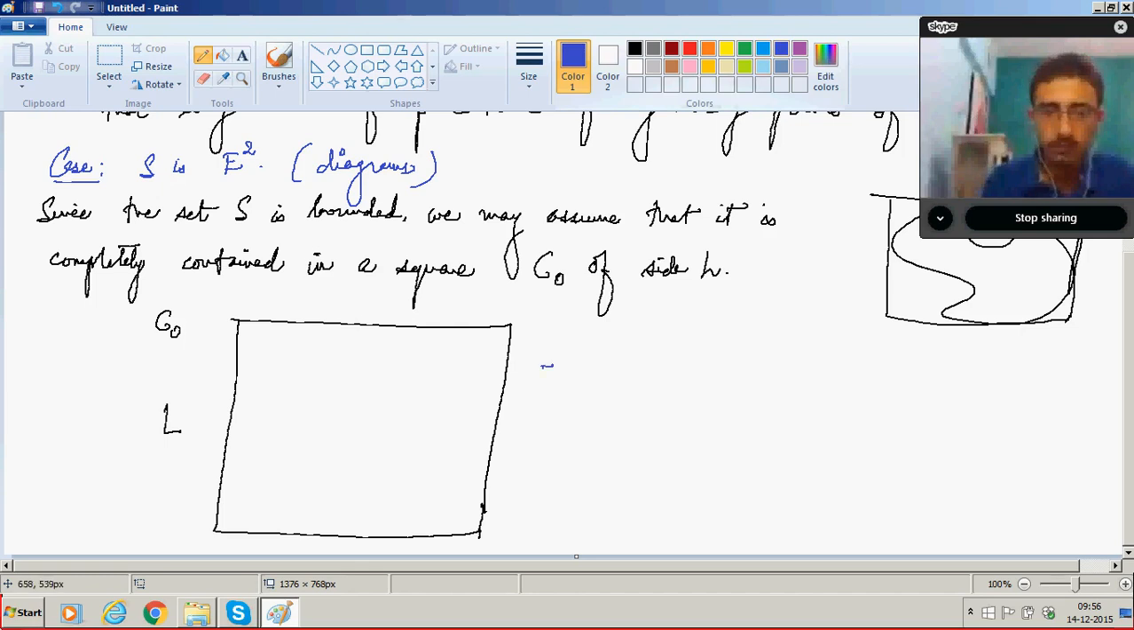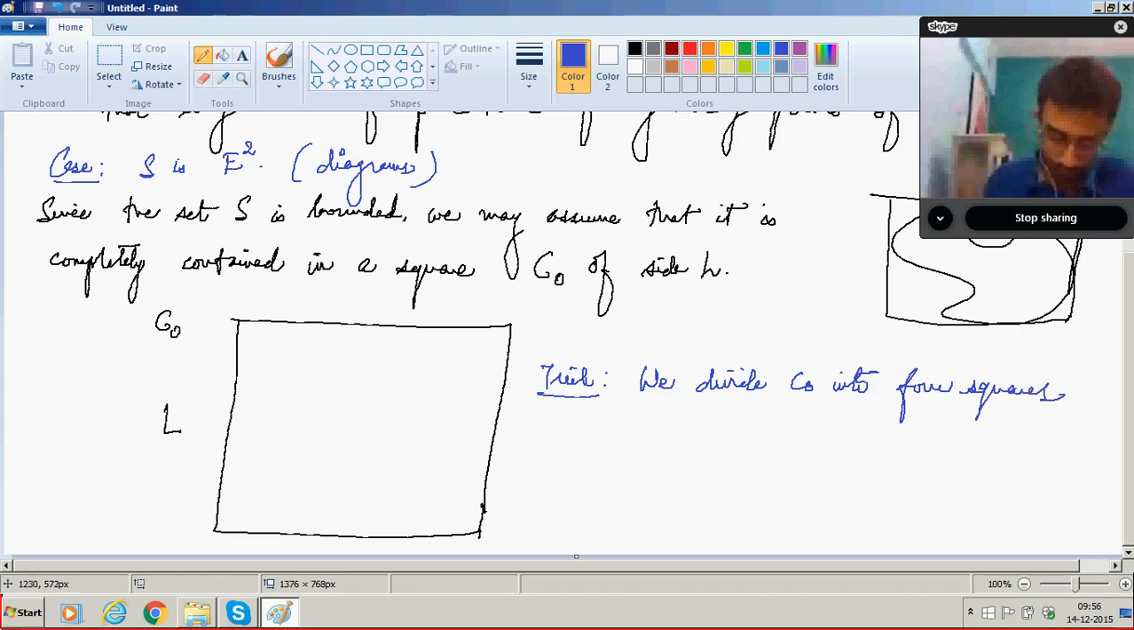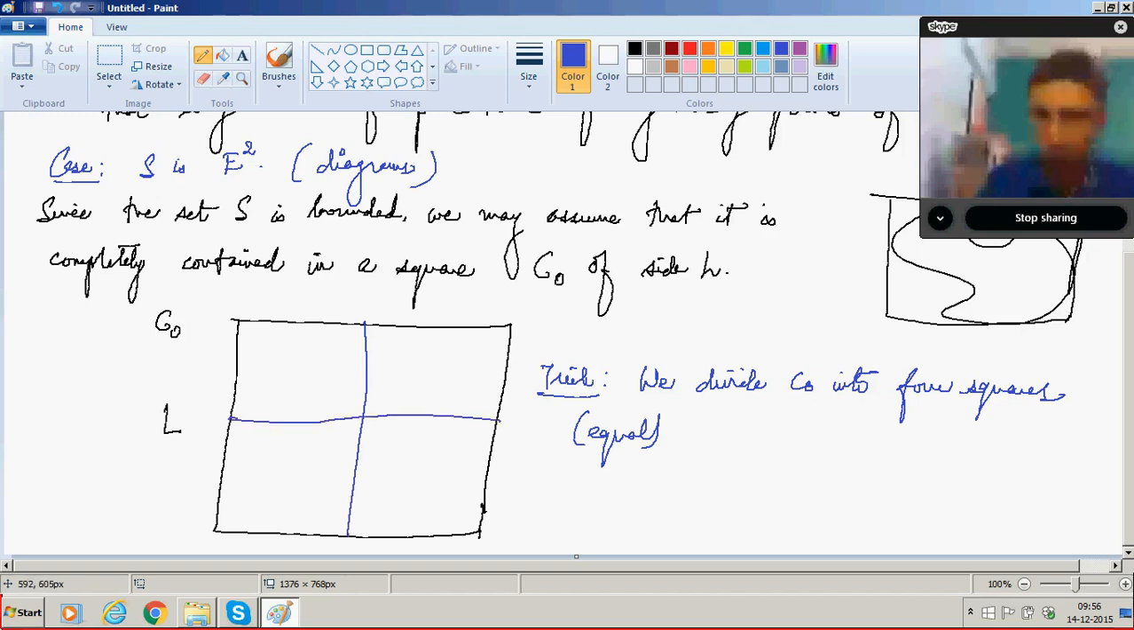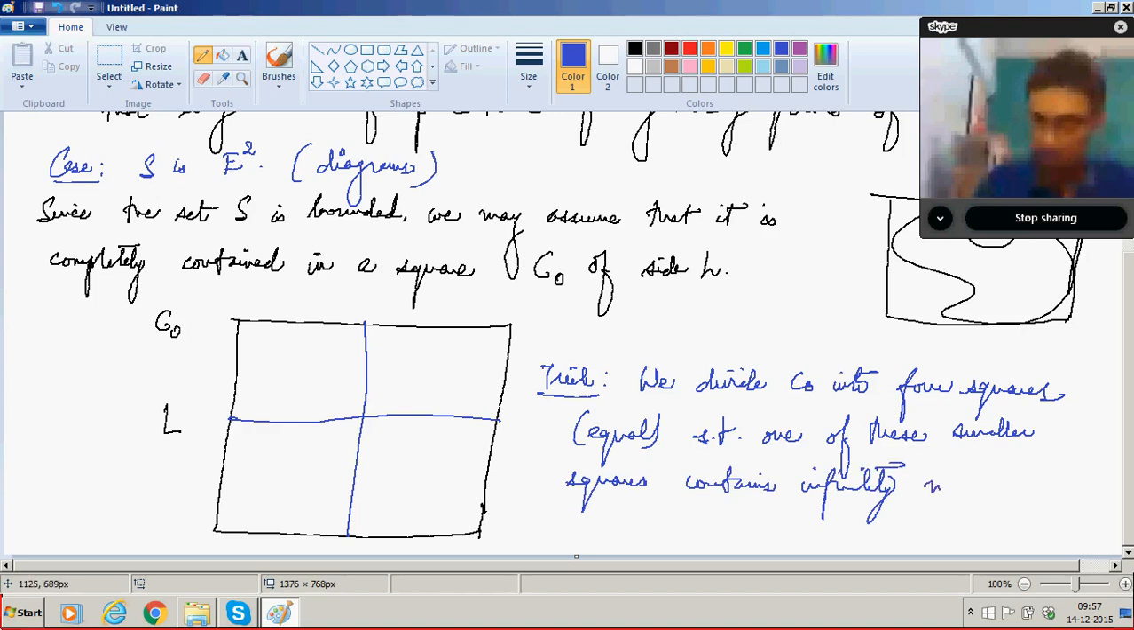Now comes another little trick. We divide C0 into 4 squares, all equal squares, this way, such that one of these smaller squares contains infinitely many points of S.